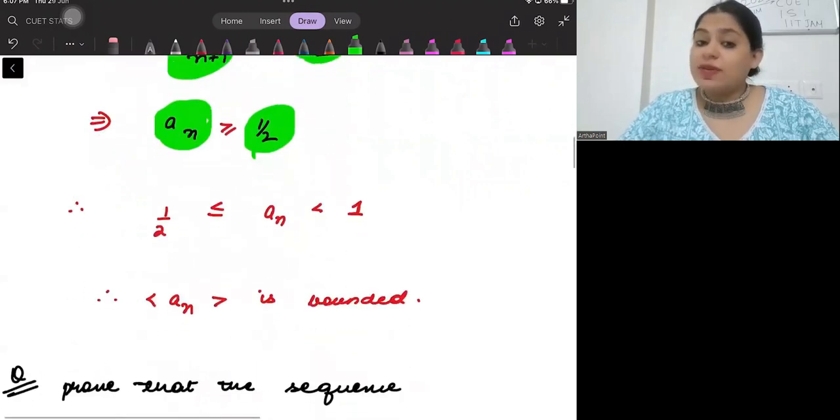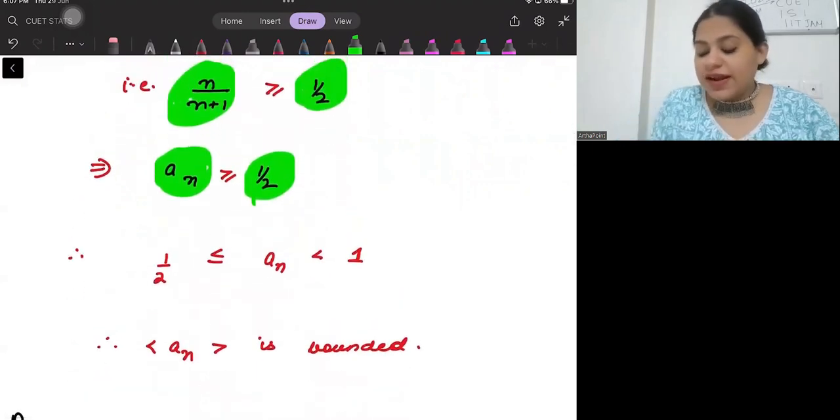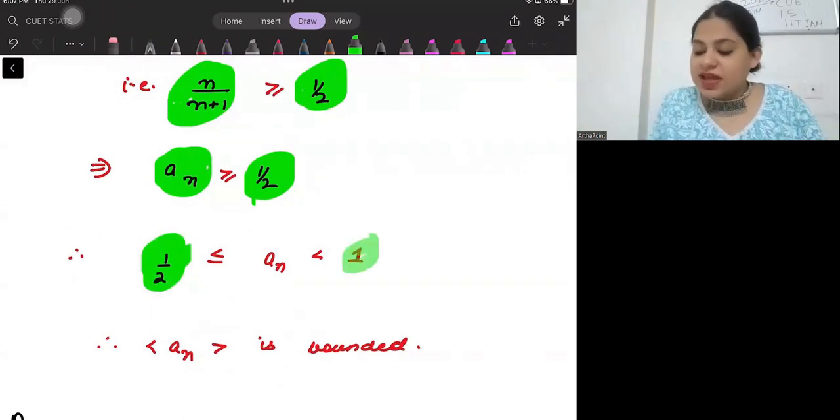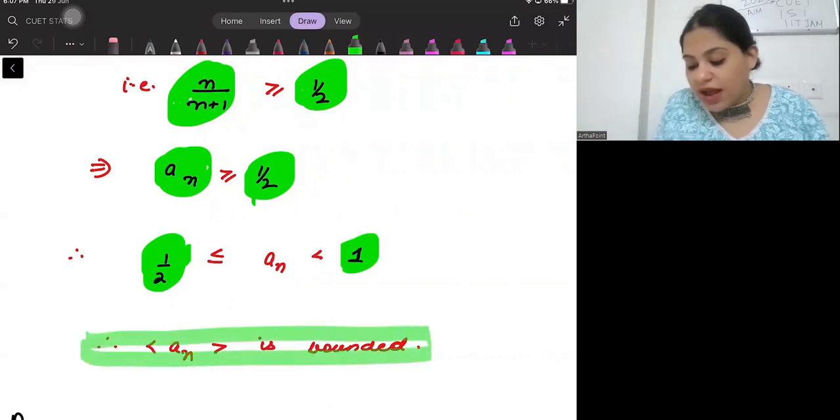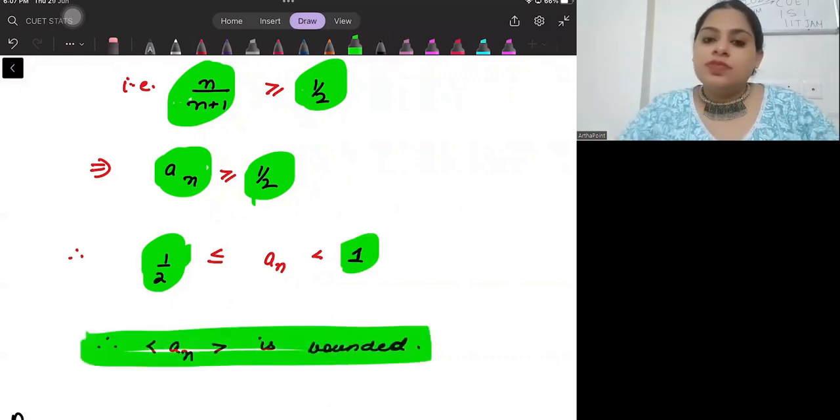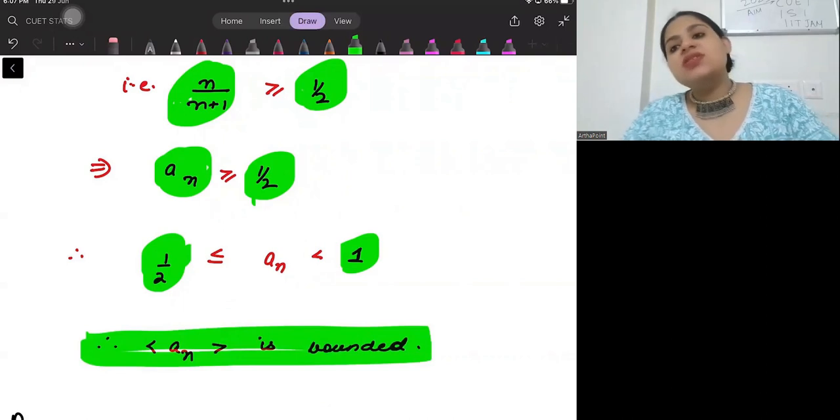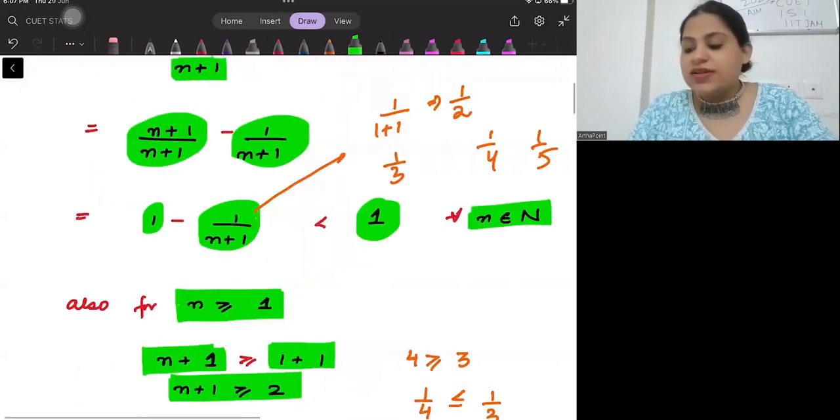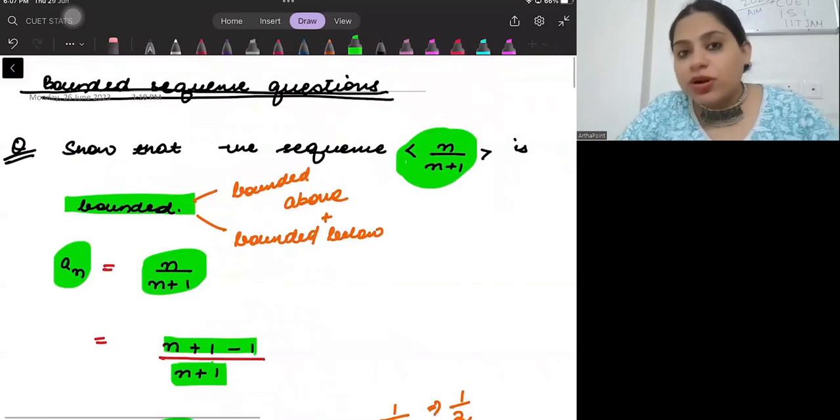Right? So what have we proved? We have proved that all values of the sequence will be greater than or equal to half and it will be strictly less than 1. So the sequence has a lower and an upper bound. That means that the sequence is bounded because it has both lower and upper bound. So we have proved that this sequence is a bounded sequence.